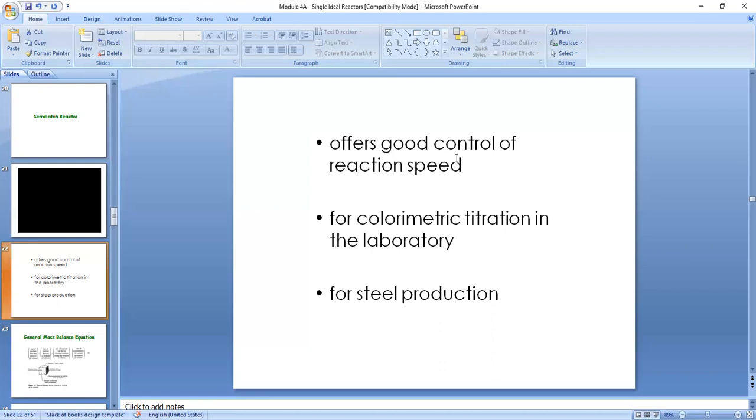Now, this is mainly used in colorimetric titration in the laboratory. So a small reactor in the laboratory that is operated in semi-batch fashion. For steel production, in the case of industrial application, you use the semi-batch reactor. So it's a combination, from the term semi-batch. It can be batch, it can be continuous. So shall I say, an intermediate between the two, the batch and the continuous. So we have the semi-batch. Okay?